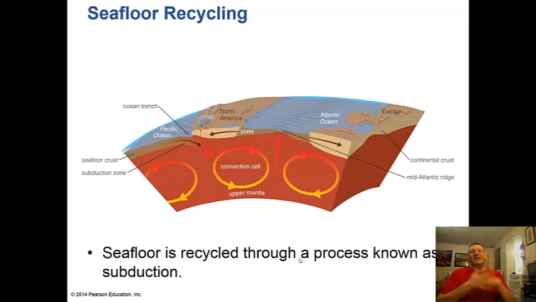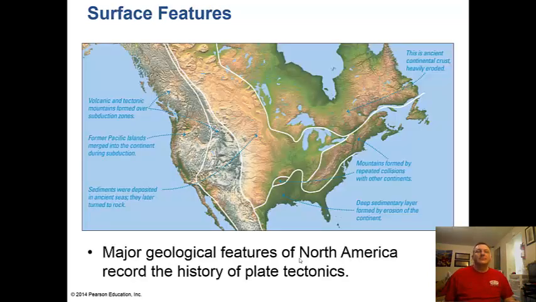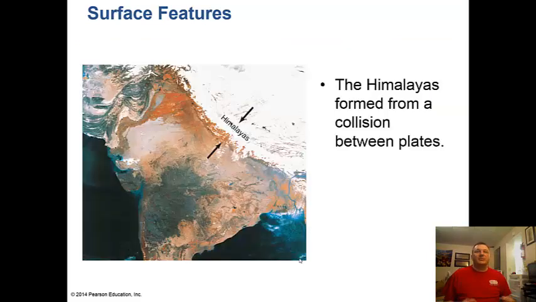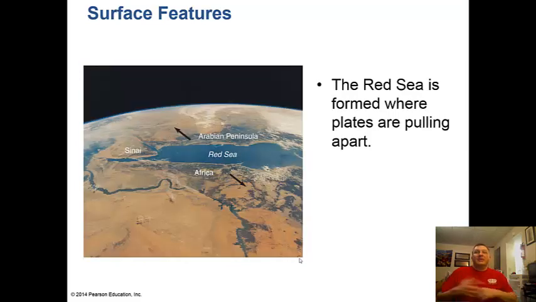And so because of these convection cells inside the mantle and the Mid-Atlantic ridge, we see that seafloors are recycled through a process known as subduction. The material is subducted down beneath the surface and recycled into the mantle as new rock. There are major geological features that record the history of plate tectonics. For instance, we have the Himalayas, formed by a collision between 2 plates in Asia. The Red Sea has formed where plates are pulling apart.